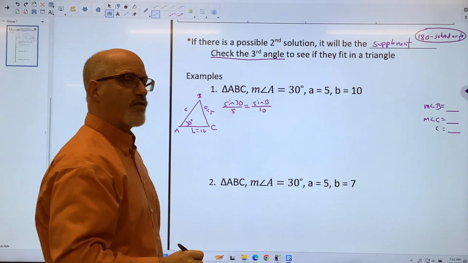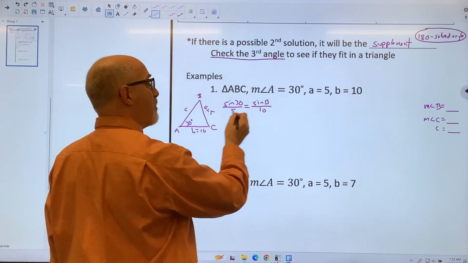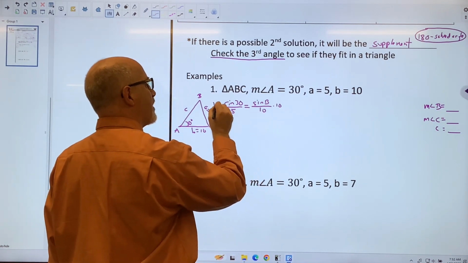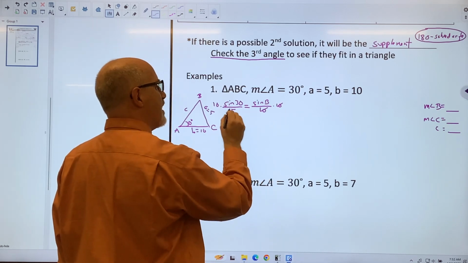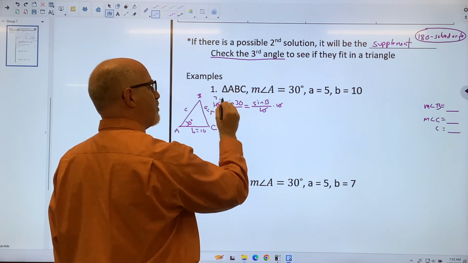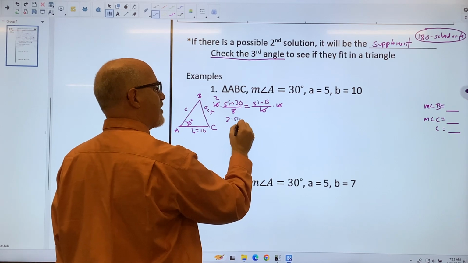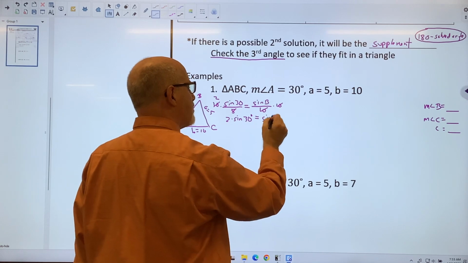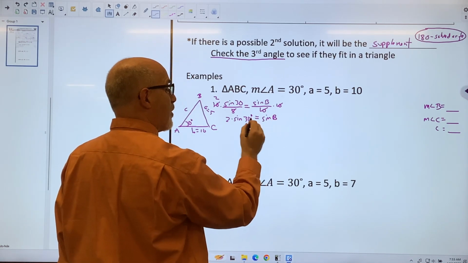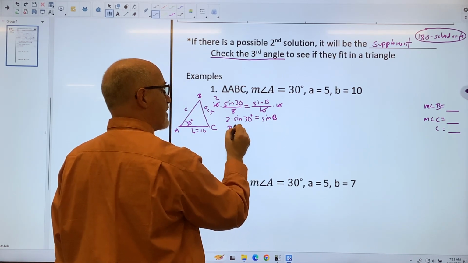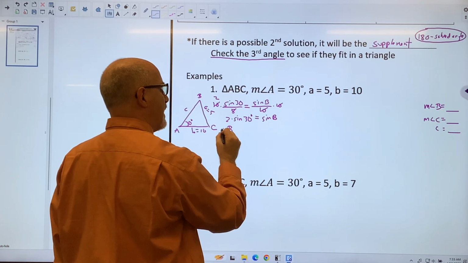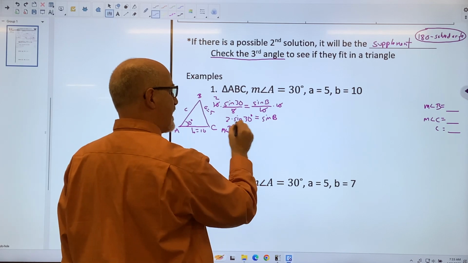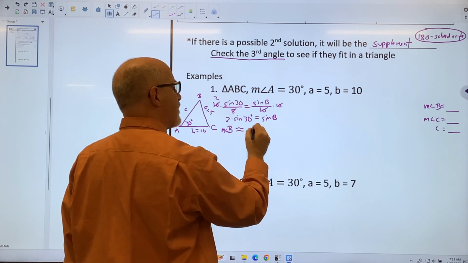Now I want to solve this for angle b, so in this case I'm going to multiply by 10 to get rid of this denominator. So the 10's cancel. Here I'm going to cancel these two and leave me with a 2. So 2 times sine of 30 degrees is equal to sine of b. I'm going to go ahead and take the inverse sine of both sides. So the measure of angle b is going to be equal to this side here. I'm going to take the inverse sine of it.